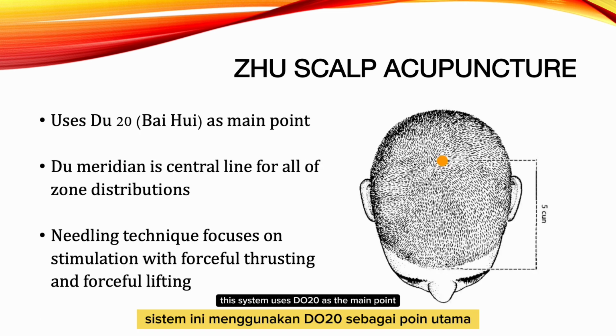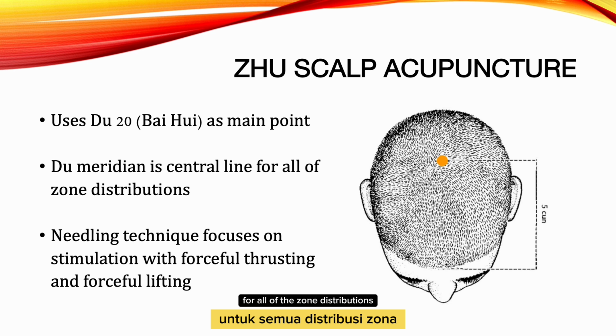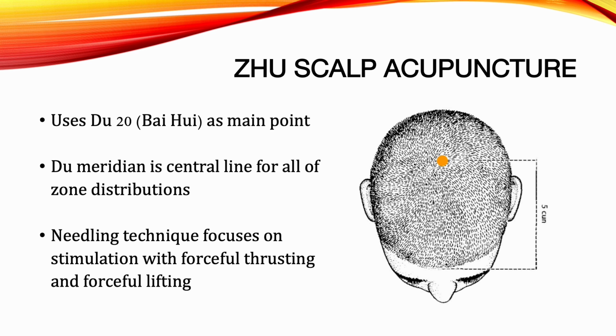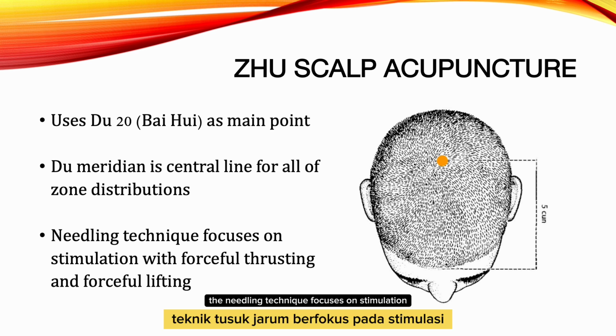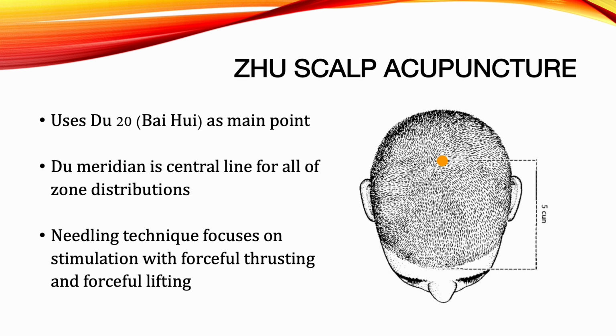This system uses Du-20 as the main point. The Du meridian is the central line for all of the zone distributions. The needling technique focuses on stimulation with forceful thrusting and forceful lifting.